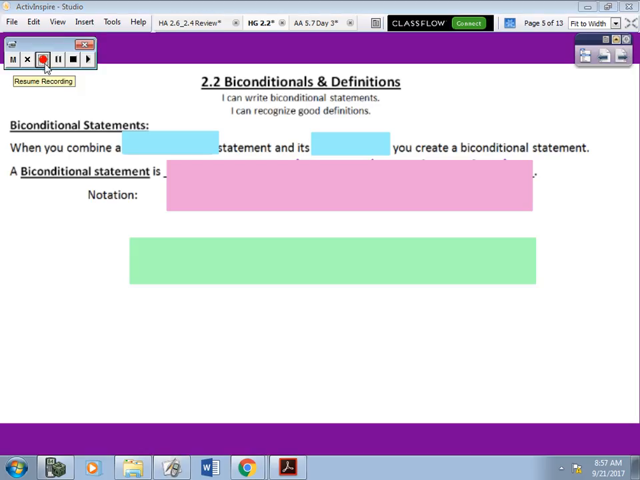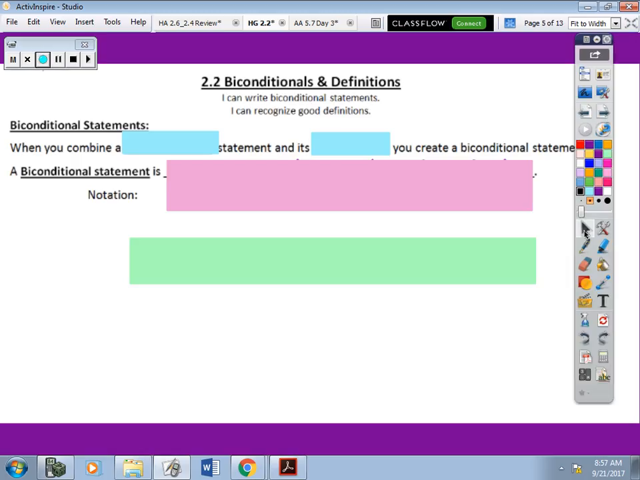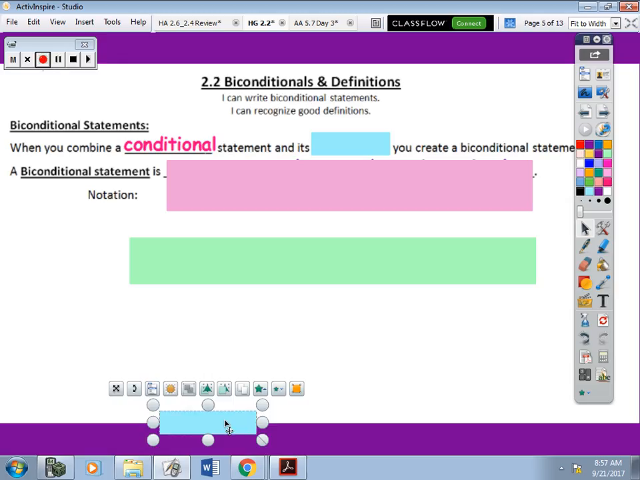So yesterday we looked at the conditional, which was an if-then. Today we're looking at what's called a biconditional. Okay, so similar, but it actually can be written both ways. In contrast, where yesterday if we wrote the converse, sometimes it was false and the conditional was true. So this is going to be when you combine a conditional statement and its converse together. You will create a biconditional statement.